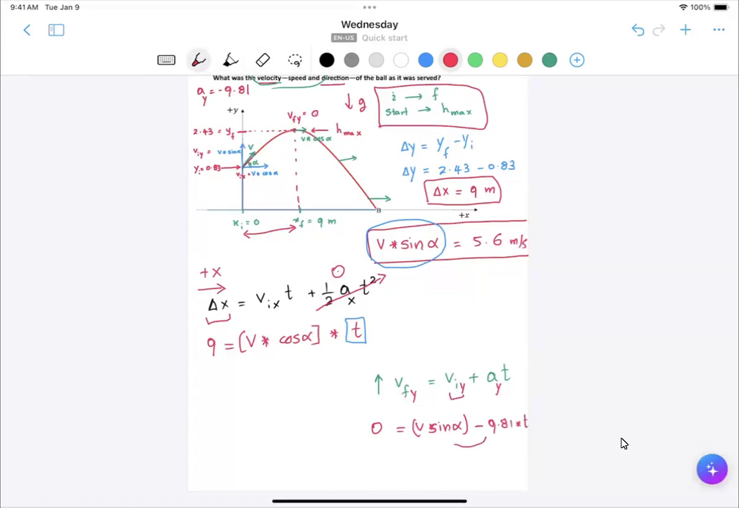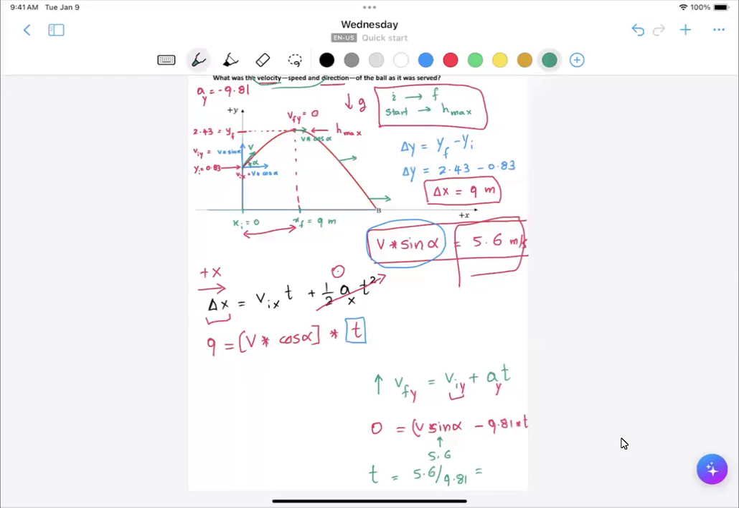Bring this to the left-hand side: 9.81 multiplied by the time equals v sine alpha. Did we get it earlier? Yes, we do know v sine alpha is 5.6. So it is a matter of rewriting this one. To get the time, when you rewrite this, time will be 5.6 divided by 9.81.